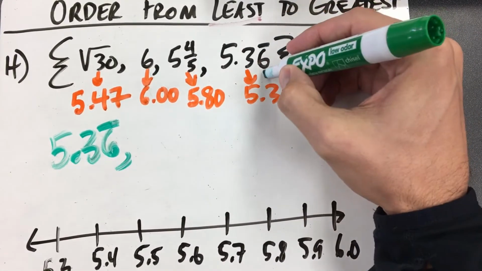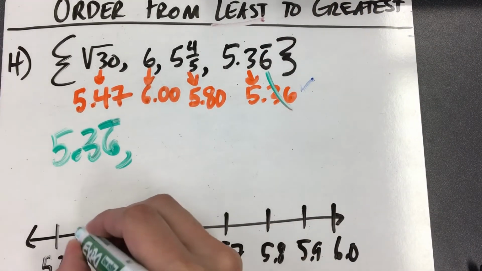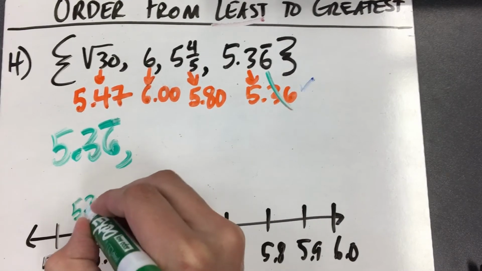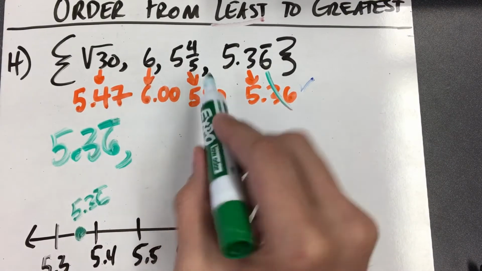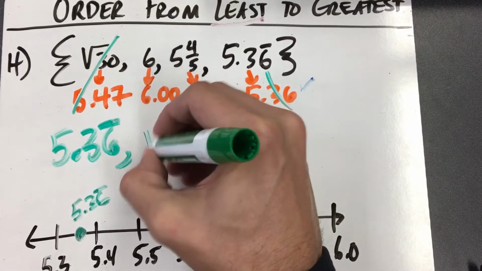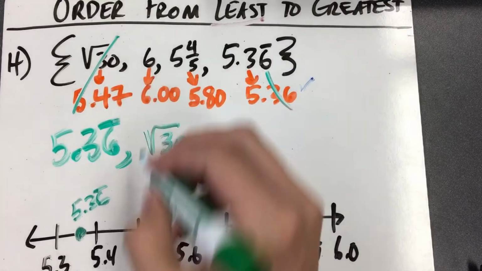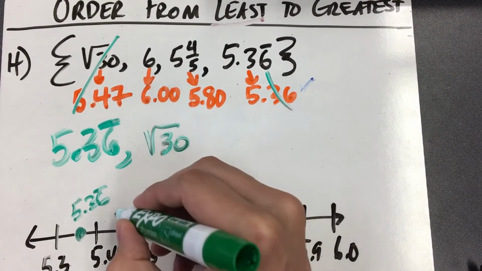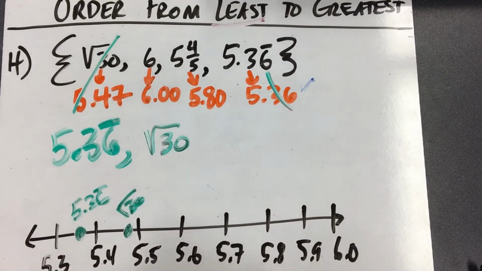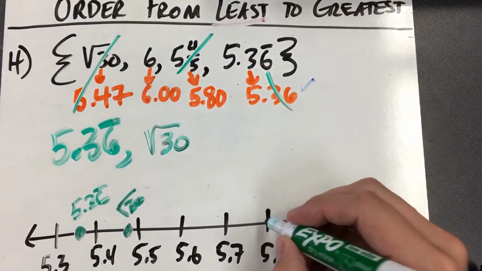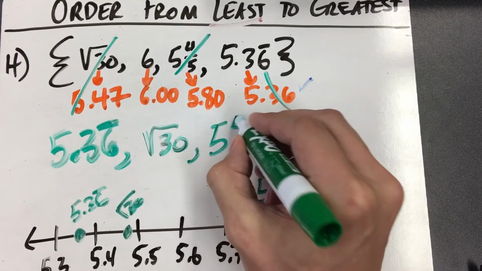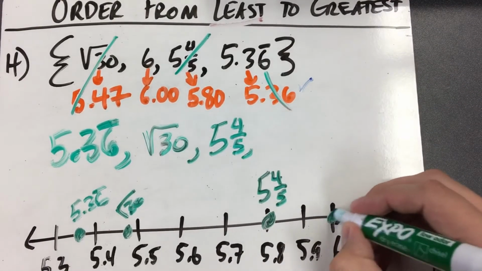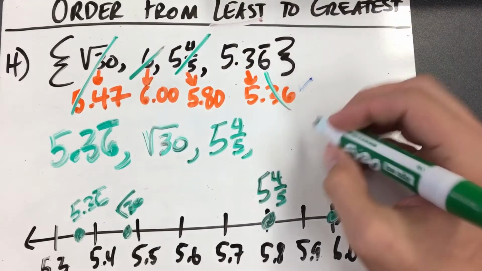That one's first, and that on a number line would be like right here, 5.36 with the repeating bar. And then what's next? 5.47 is smaller than 5.80. So then the square root of 30 is next. 5.47 is almost 5.5. So I'm going to put square root of 30 right there. Sorry about that, not looking very neat. That's just the square root of 30. And then 5.8, which is 5 4/5 right here. 5 4/5 is going to be third in my list. And then finally the number 6, which is going to be right there. And it's just a 6.